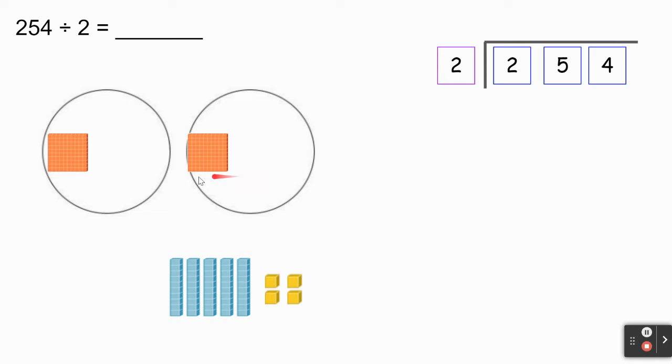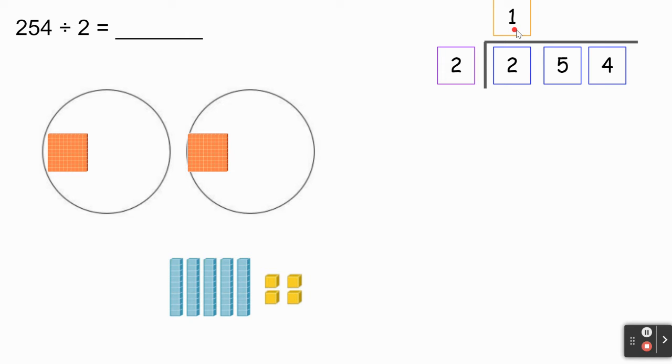Up here at the top, we're going to place the number of flats in each group. We can see in each group there's 1 flat, so we're going to place the 1 up here. Another way that we can get 1 up here instead of using the base 10 blocks is by asking ourselves, what can we multiply by our divisor 2 to get to 2? Well, we know that 2 times 1 is 2, so that's why a 1 is up here.